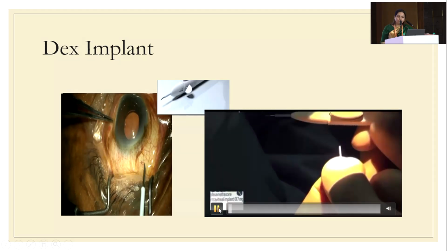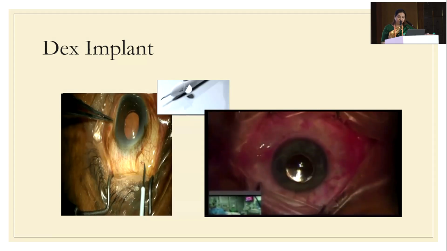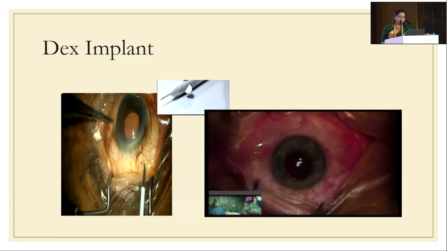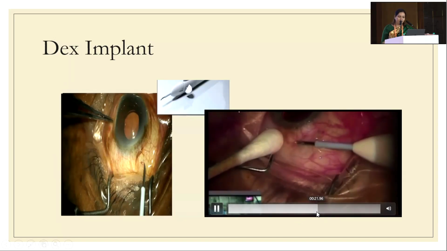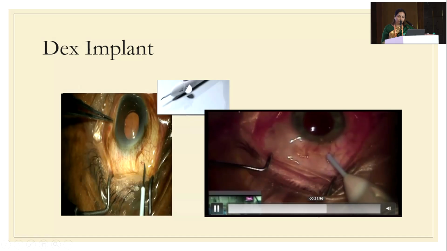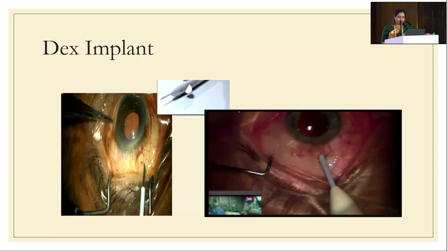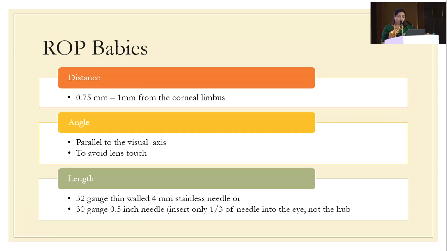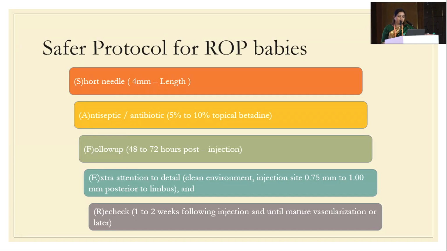So in this case, you have to make a tunnel, because it is a big gauge needle, and then enter into the vitreous cavity. And most commonly, it can be given in the inferior nasal quadrant. So in ROP babies, in the subsequent lectures, they will discuss retinopathy of prematurity, and brolucizumab will be discussed in detail, so I will be leaving that. Thank you so much.